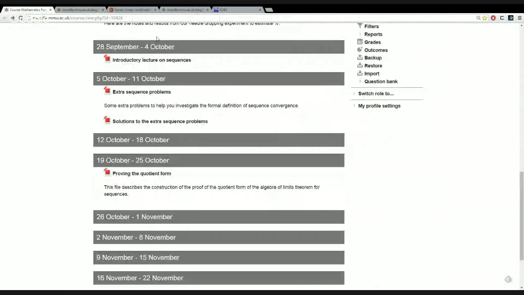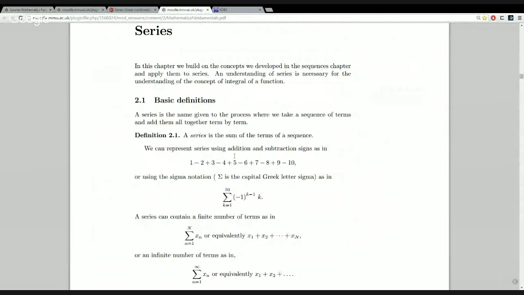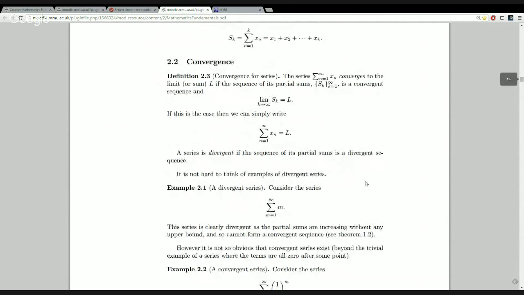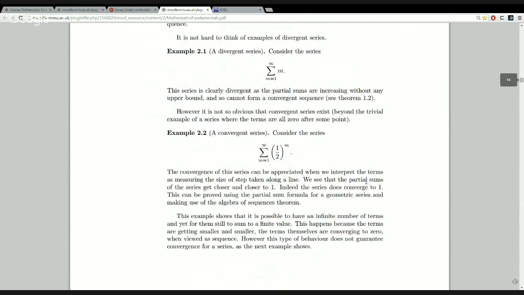So that brings us to today's lecture. Last time, just a brief recap on what happened last time. Last time we introduced the notion of series and convergence of series. And we looked at two examples of series. These examples were examples 2.2 and 2.3. So I'll just briefly remind you of those. And that will lead us in then to the topics we're going to consider today.